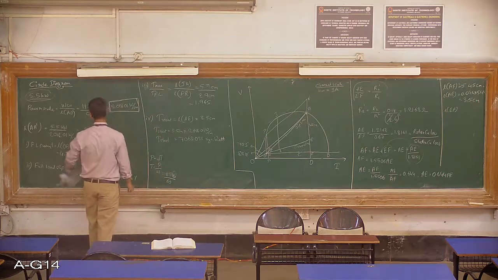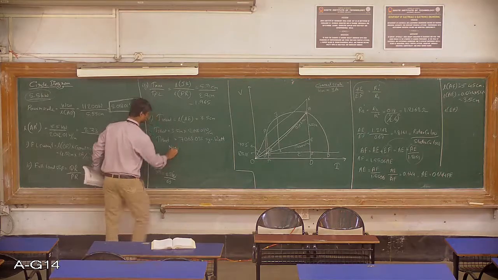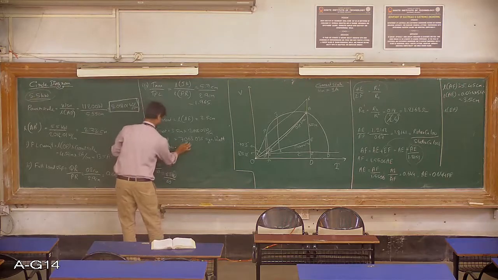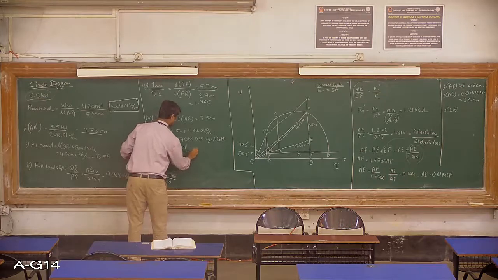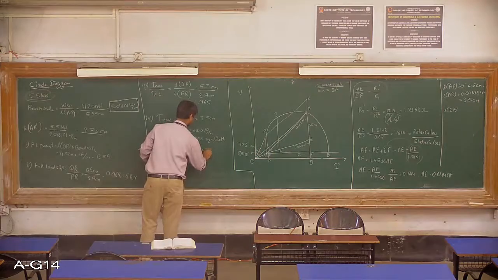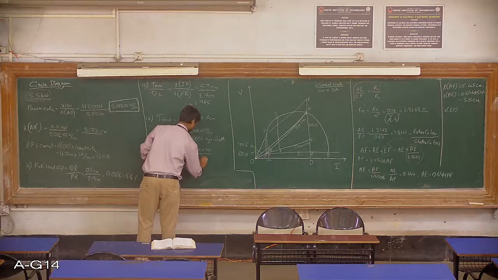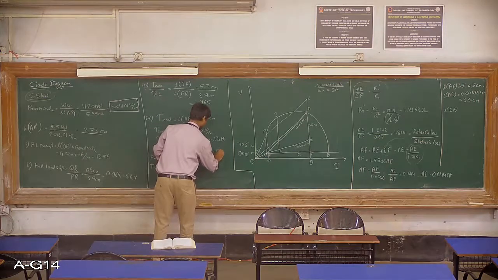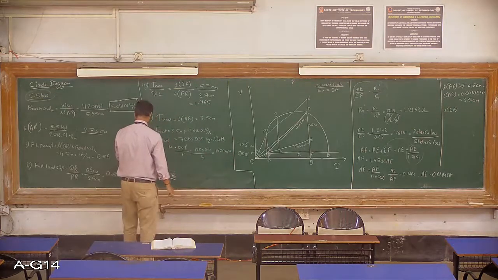Now we don't know the synchronous speed, so first calculate Ns. Ns is equal to 120 F divided by P. 120 into frequency, they had given it as 50, and number of poles they had mentioned as 4. So it is equal to 1500 RPM.